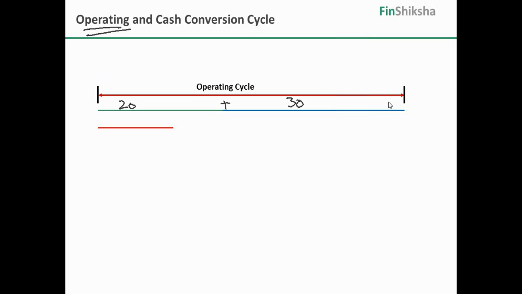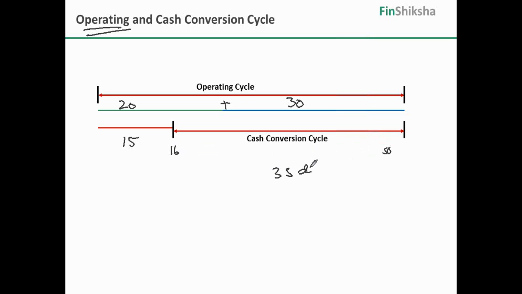Now I did not pay money immediately, correct? Which has some significance. If I have paid money after 15 days, my funding is only required for this period. I need funding only for this period, which is known as the cash conversion cycle. So let's try and understand this. I paid money only after 15 days. So my business needs to fund this only from day 16 till day 50, which is 35 days. This 35 days is the cash conversion cycle. This 50 days is the operating cycle.